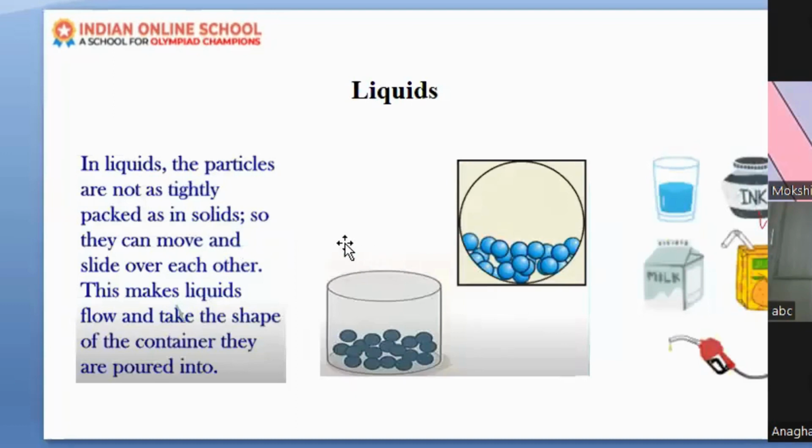Okay, in liquid, how are the molecules arranged? Loosely packed. Exactly, not as tight as in a solid, as you can see in the picture. So they can take the shape of the container wherever you keep the liquid, whether it is milk, juice, any kind of drink or ink. Why? Do remember, because this question was asked previously: the liquid takes the shape of the container wherever we pour it because the molecules are loosely packed. They can take the shape of the container and spread easily.